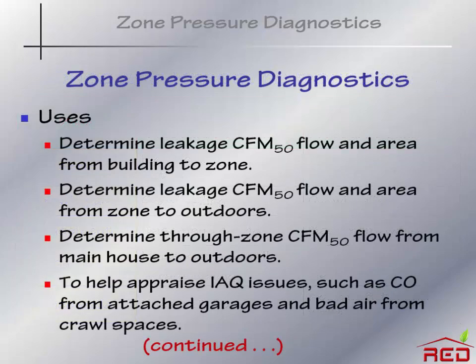On this slide and the next, I'm going to go over some of the many reasons for using zone pressure diagnostics in houses. First of all, we can determine the leakage in terms of CFM50 flow and area from the building to the zone. For example, if the zone is an attic, we can determine the leakage through the attic floor from the zone to the house, both in terms of flow and in terms of square inches.